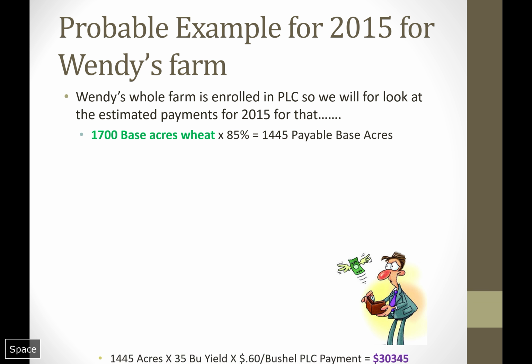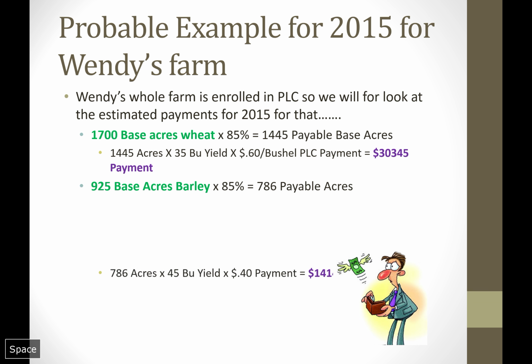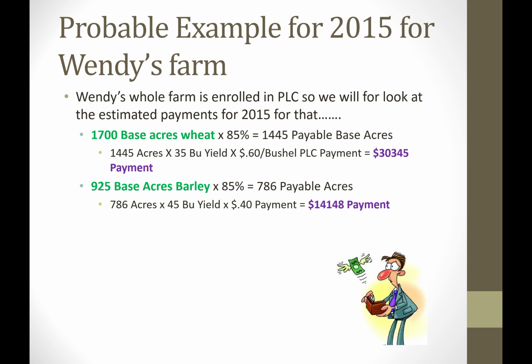So here's a probable example for 2015 for PLC for our farm. We have 1,700 base acres of wheat. We get paid on 85% of that, remember, not on all of them. So we'll get a payment on 1,445 base acres of wheat. We have a 35 bushel FSA yield on average across those farms. And for this slide, I used a 60 cents a bushel PLC payment. Remember that one slide back, the university was predicting 77 cents, which is certainly possible. I was going to be a little more conservative here just so we weren't on the high side.